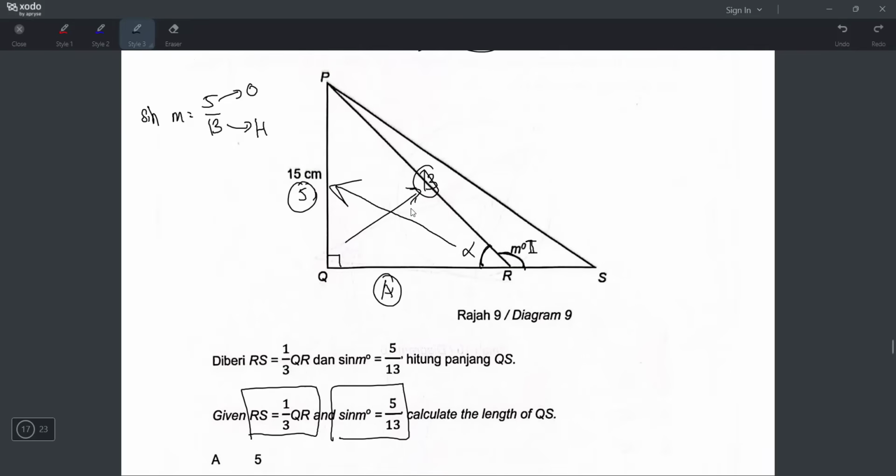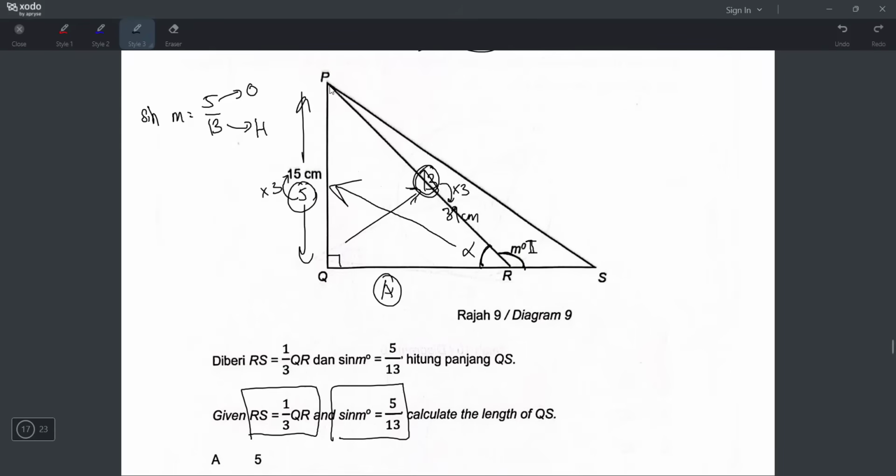Do you realize they give you the length here, 15 cm, and the ratio is 5, right? So tell me, how does 5 become 15? Times 3, right? That means if you want to convert ratio to cm, you have to times 3. So the ratio for the hypotenuse is 13. How to convert to cm? Times 3 also. So 13 times 3 is 39 cm.